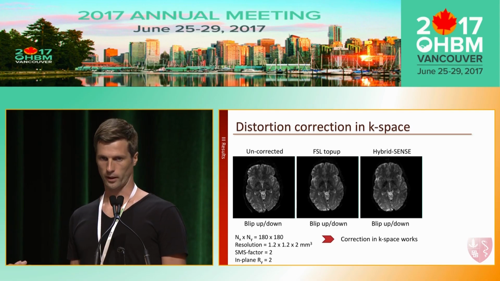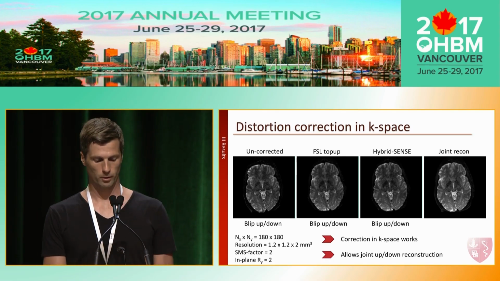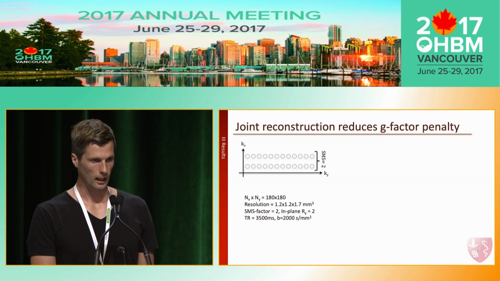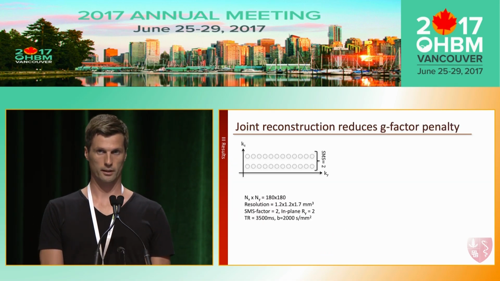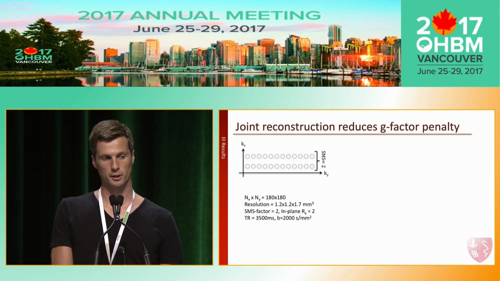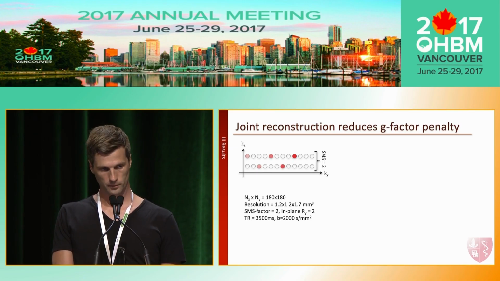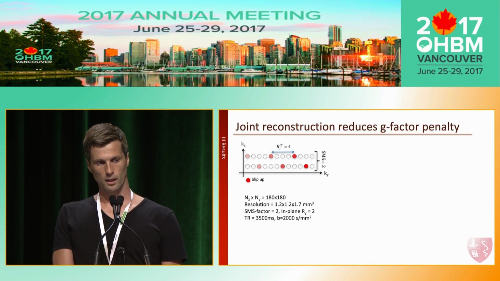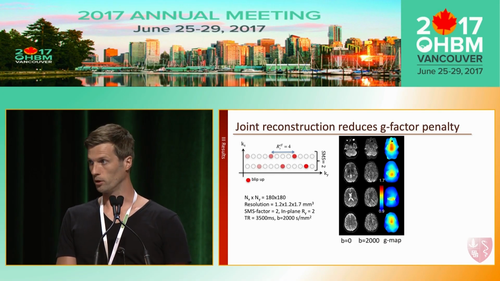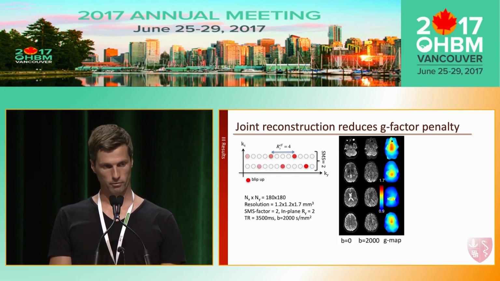Up to now, that's not really an advantage over FSL, but it allows us to perform a joint up and down reconstruction. So for the previous data set with multiband 2 and in-plane factor 2 acceleration, a blip EPI sampling pattern looks something like that. And the resulting reconstruction here, shown for a B-value of B0 and a B-value of 2000, has a certain G-factor penalty.